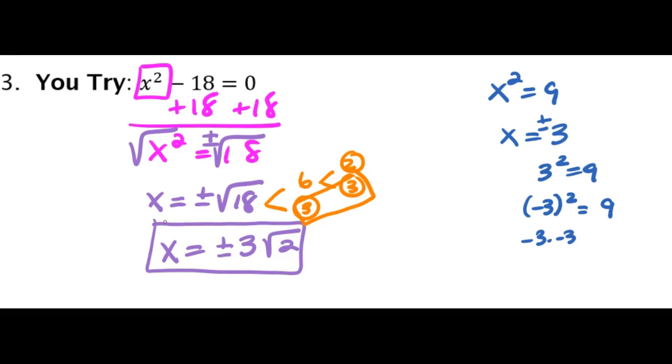And even though it looks like I have one answer there, it's actually two answers because of that plus or minus. I have a positive 3 root 2 and a negative 3 root 2.